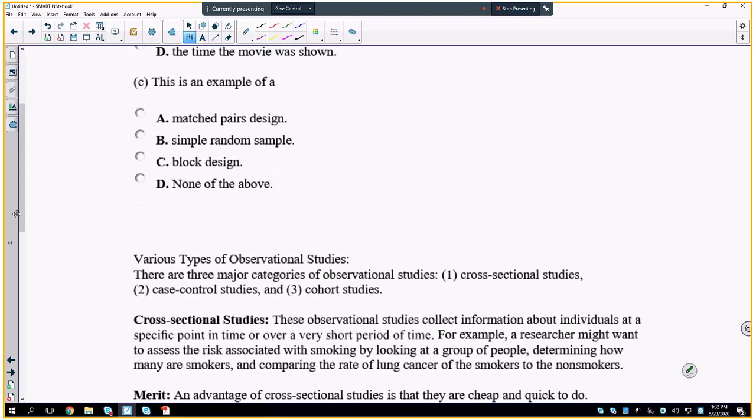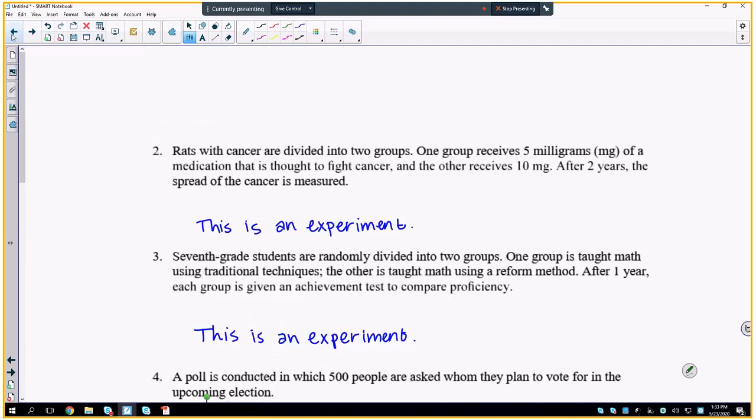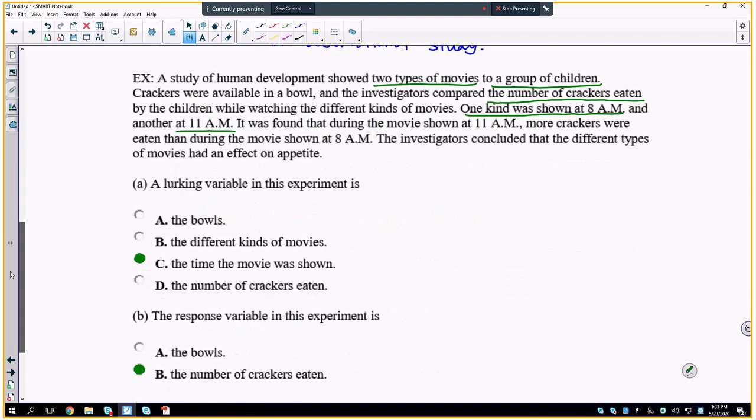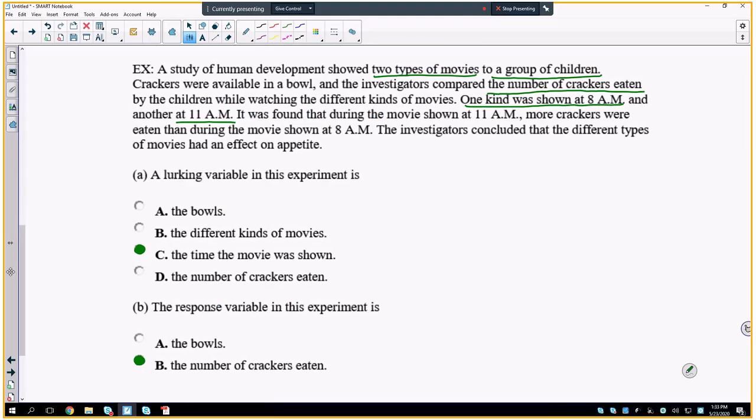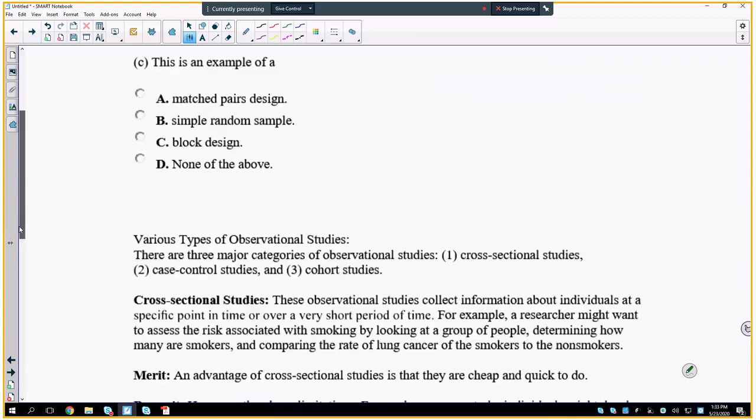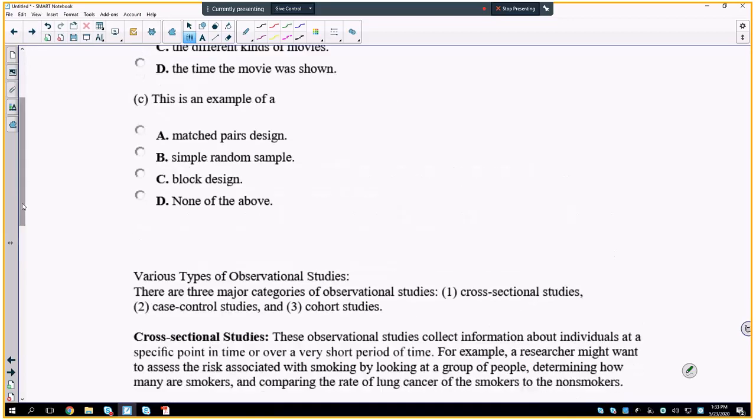C, this is an example of a matched pairs design, a simple random sample, a block design, or none of the above. And so we have one group of children. They're shown, at 8 a.m., one type of movie, and another movie at 11 a.m. So we have two different movies, and each child is getting to watch all of the movies. So this is what we'll call a matched pairs design.